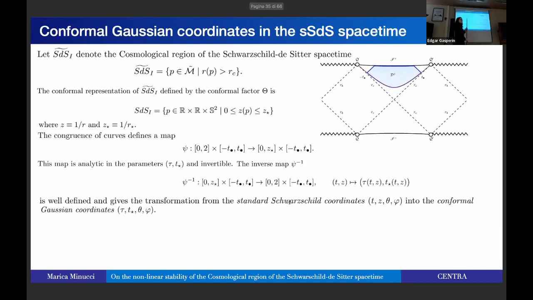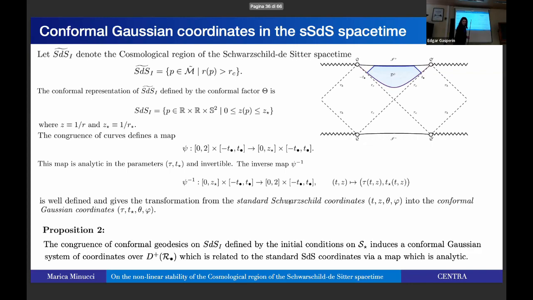Now, because of how nicely these conformal geodesics behave, these geodesics define a map between the standard Schwarzschild-de Sitter coordinates and a new set of coordinates. Since these geodesics don't intersect, this map is not only analytic, but also invertible. And because the inverse map is also well defined, we have a transformation from the standard Schwarzschild-de Sitter coordinates into the conformal Gaussian coordinates.